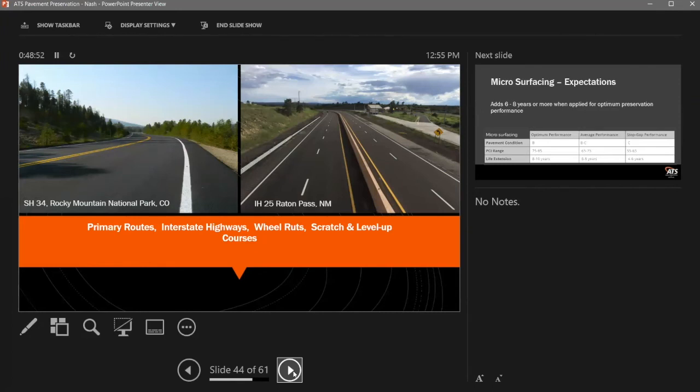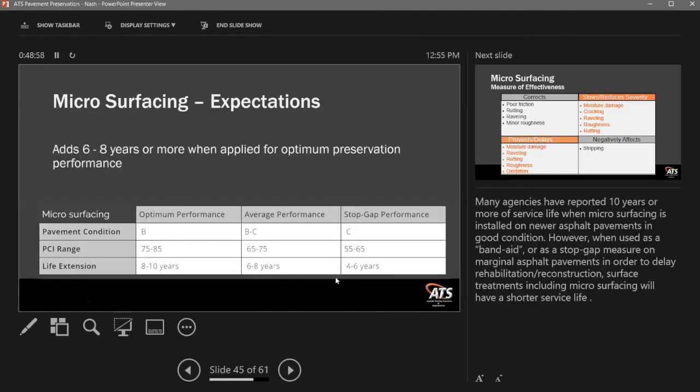Microsurfacing has been seen as far as the state highways and the interstates in several different states. You're looking at, again, optimum performance means the pavement condition was chosen correctly. You're putting the right mix at the right time, at the right place. You're looking at an add-on of about 8 to 10 years.